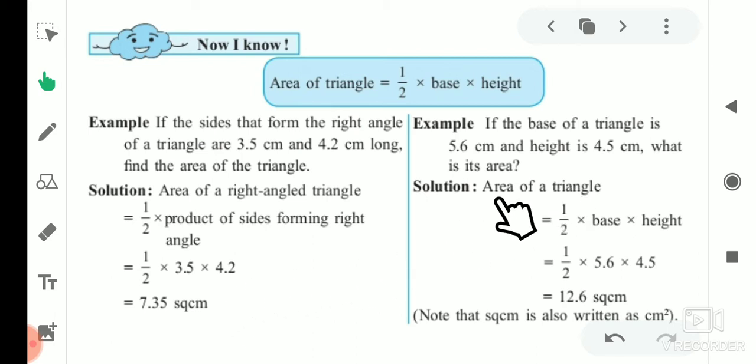Let's see another example. If the base of a triangle is 5.6 centimeter and the height is 4.5 centimeter, what is its area? Easy question it is. Base of a triangle is given as 5.6 and its height is 4.5. So by applying the formula, area of a triangle is half into base into height, will give half into 5.6 into 4.5, that will give 12.6 square centimeter.